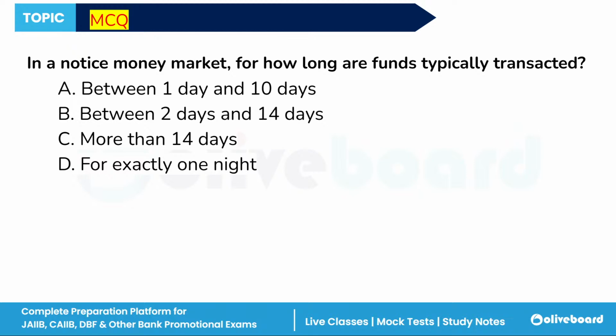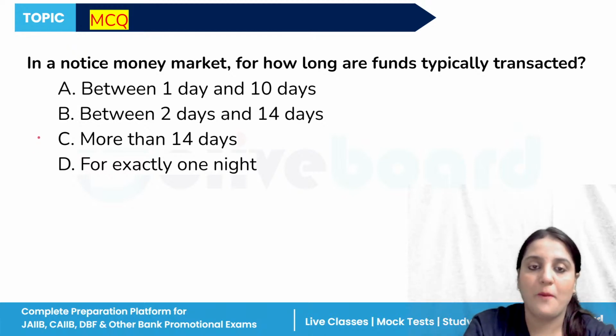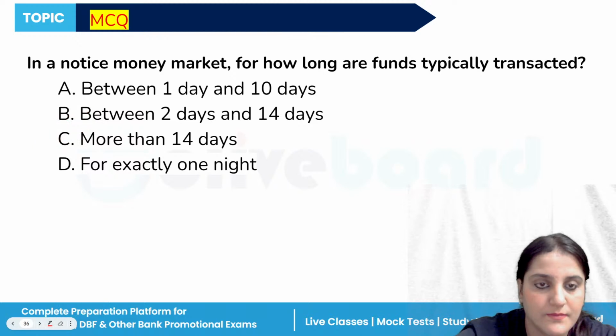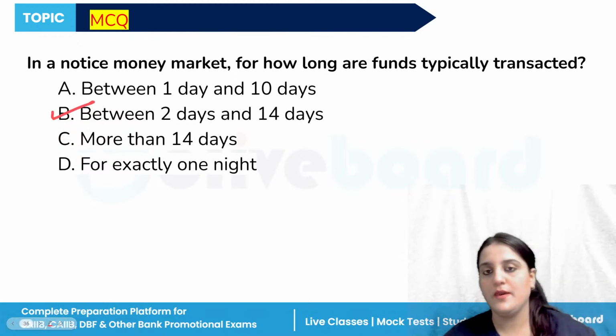Notice money, we know that under the call money market, whatever funds are there are transacted on an overnight basis. But under notice money market, funds are transacted for a period between 2 days and 14 days. So option B is correct here. Okay.